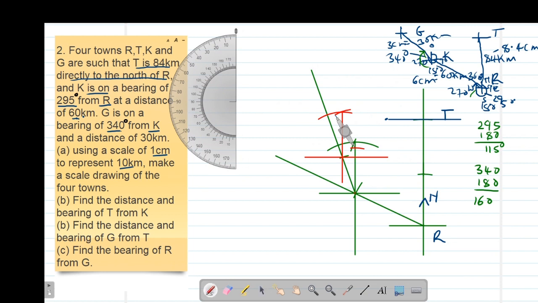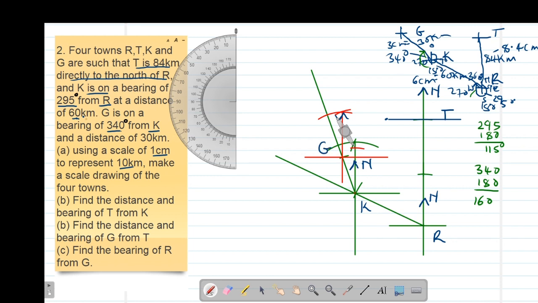Then I'm going to label the point. So this is point T. Of course, this is its north. The north is here. Then this was point K. Of course, its north is here. So I can put the north here. Then the other one is point G. So the north is here. So this is our point G.